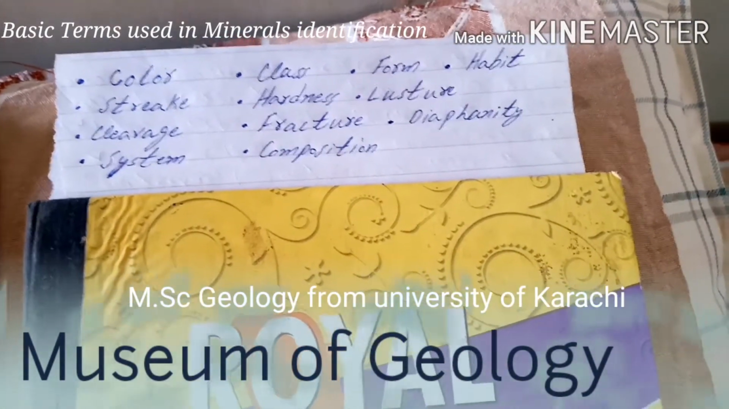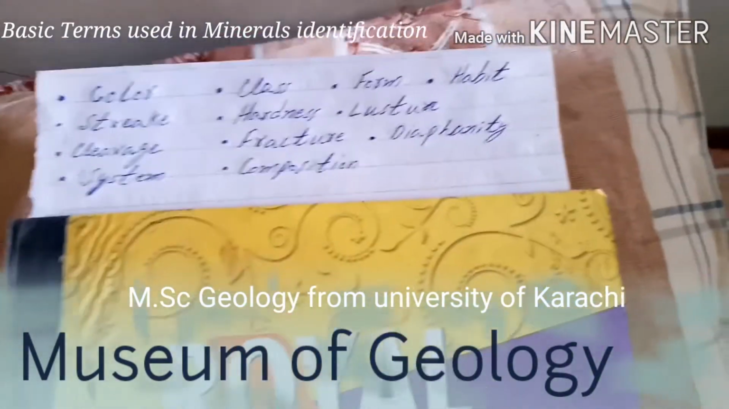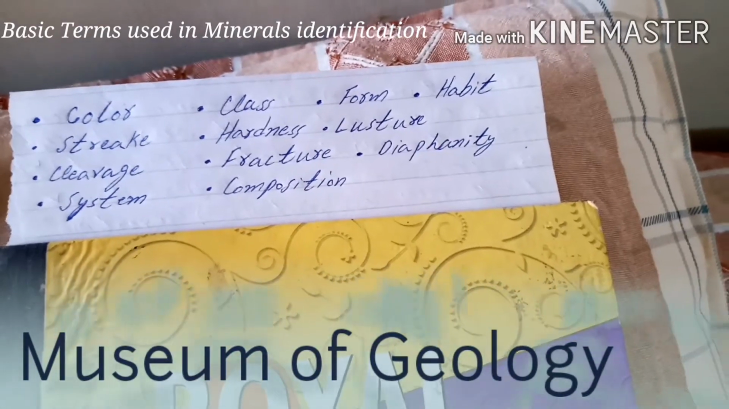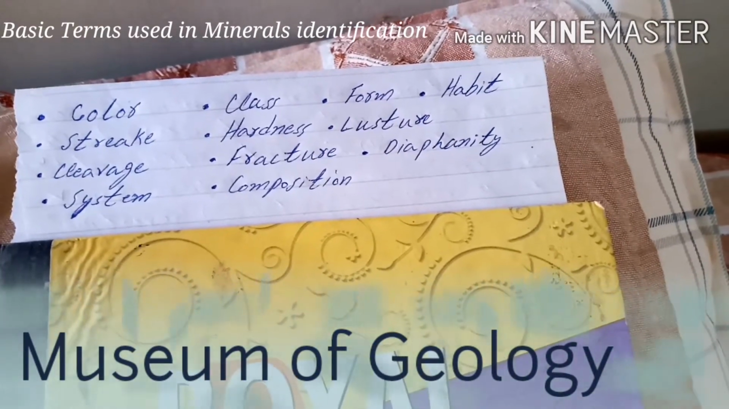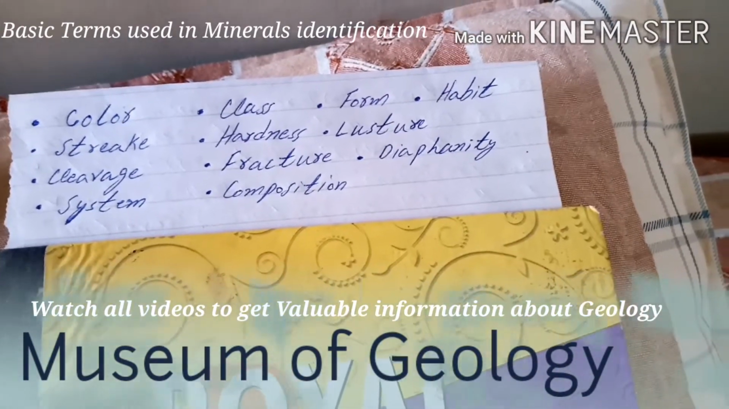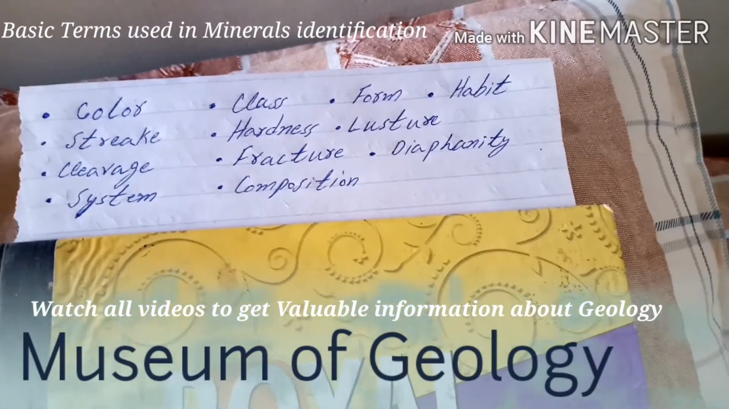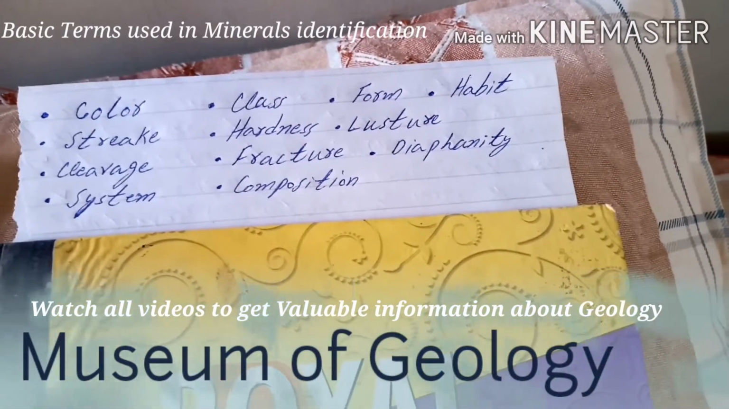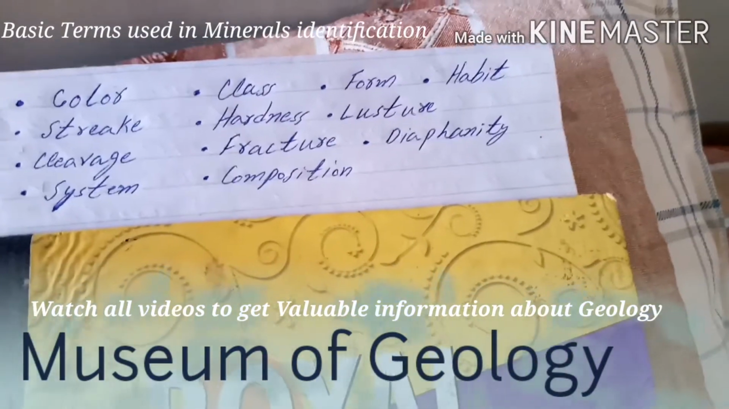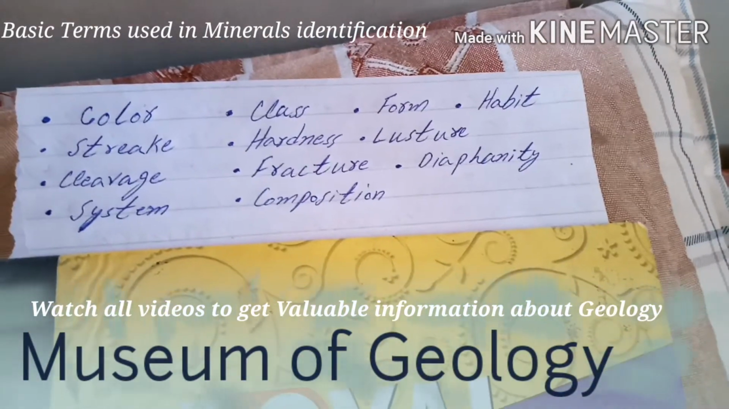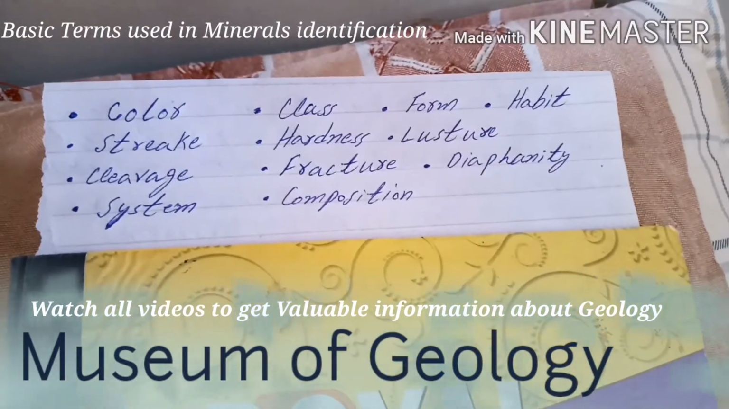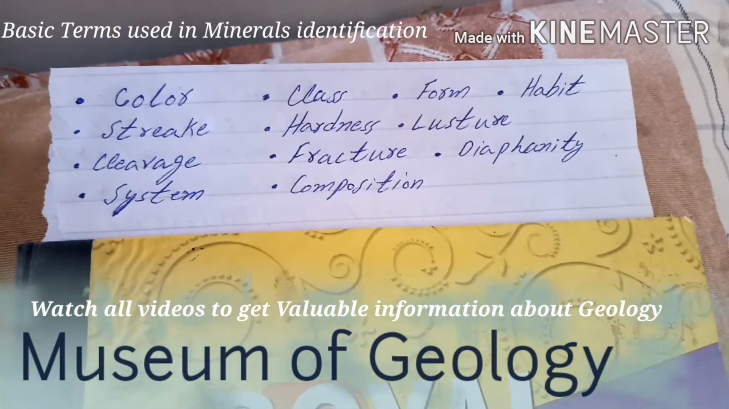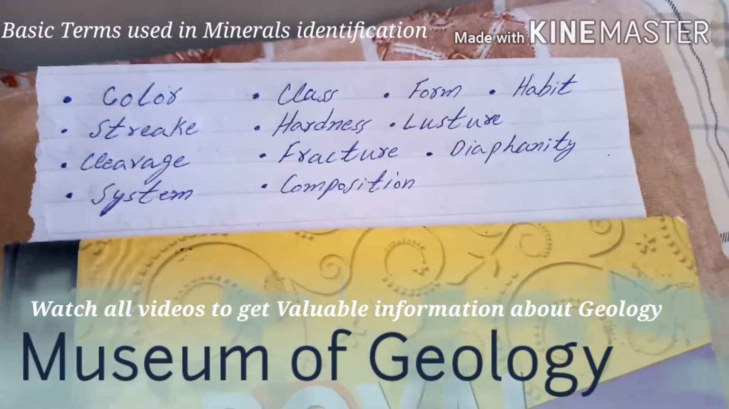Another term is hardness: the tendency of a mineral to resist scratching. After that, there is luster: the ability of a mineral to reflect light. And another term is cleavage. It is the tendency of a mineral to break along planes of weak bonding.